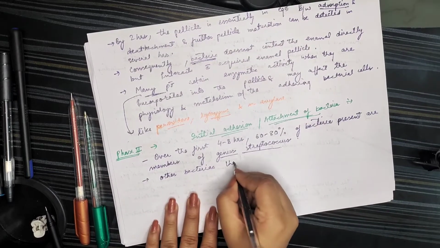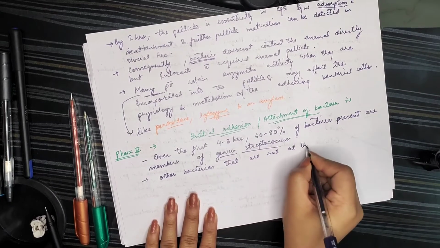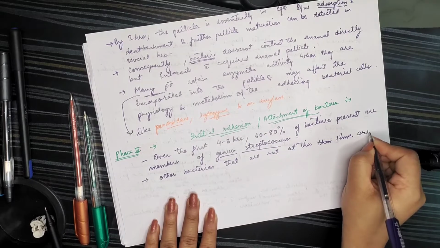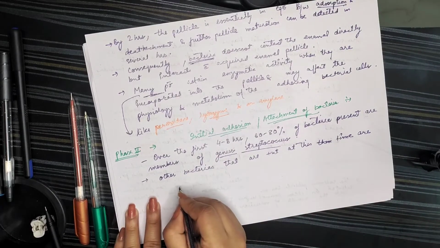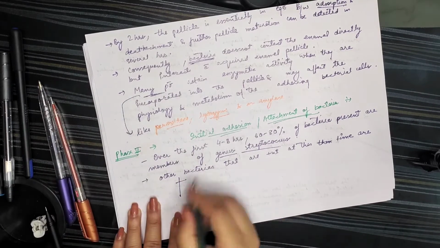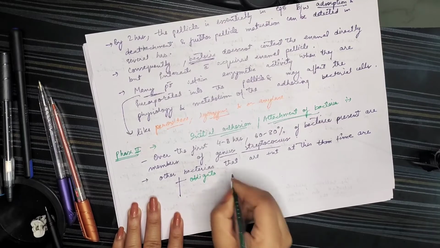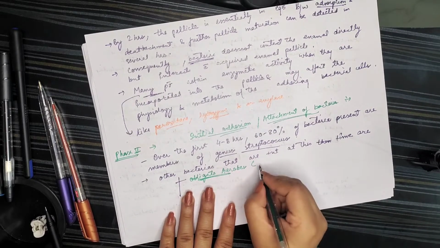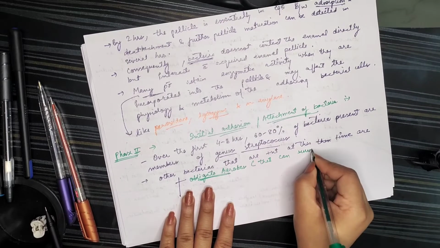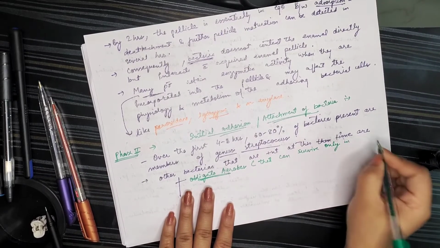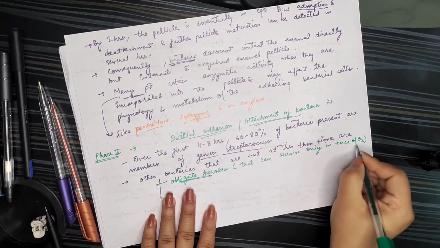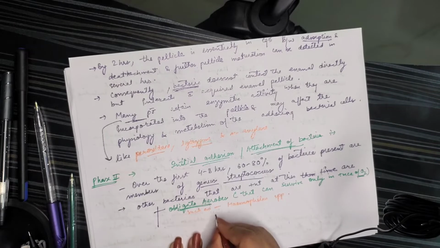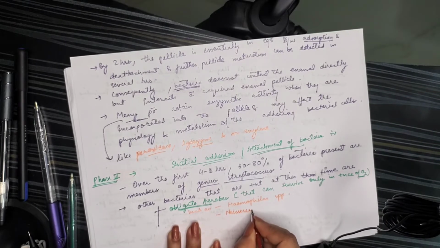Other bacteria that are present at this time are obligate aerobes. What are obligate aerobes? These are the organisms that can survive only in presence of O2, oxygen. Obligate aerobes such as Haemophilus species and Neisseria species.